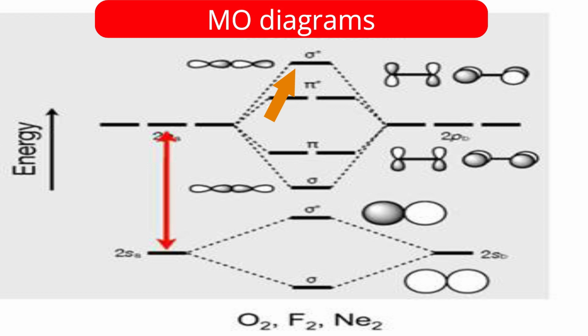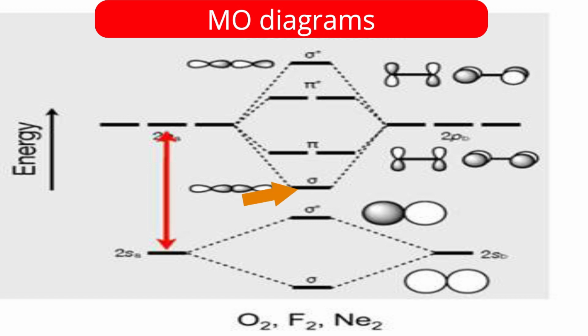And the pi interaction, which results from the px and py orbitals from each atom, will result in one bonding pi orbital and an antibonding pi orbital called pi star.